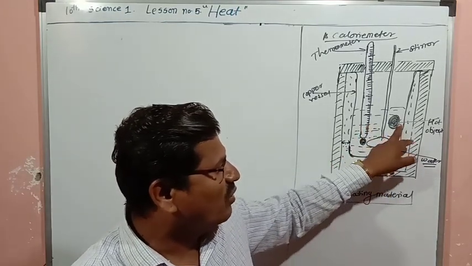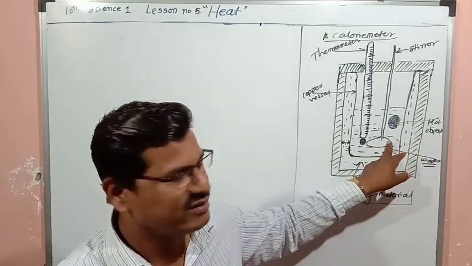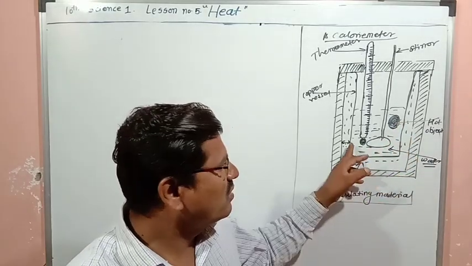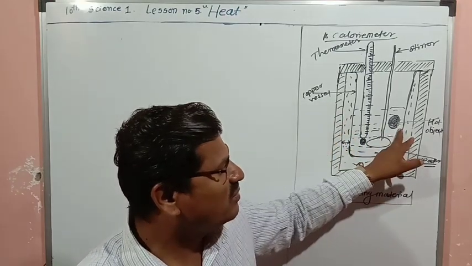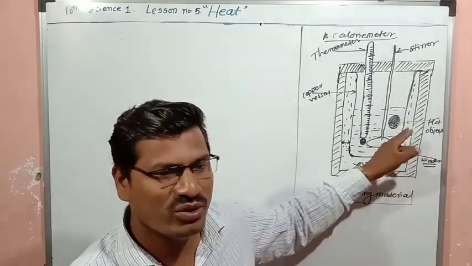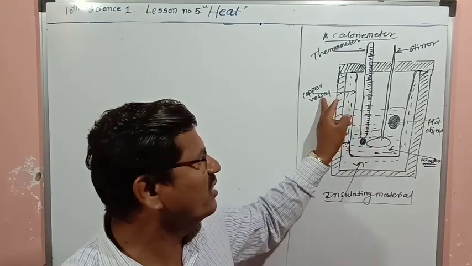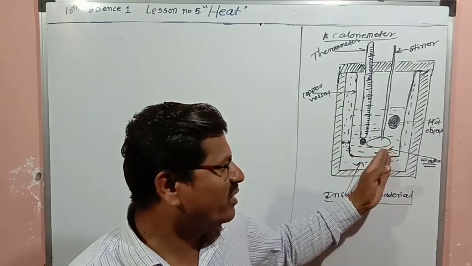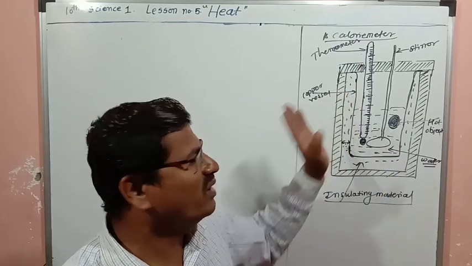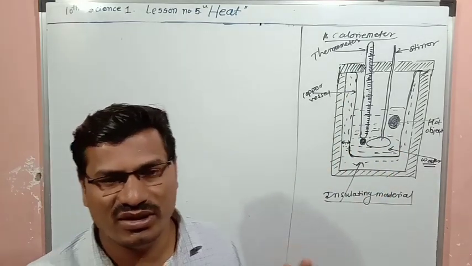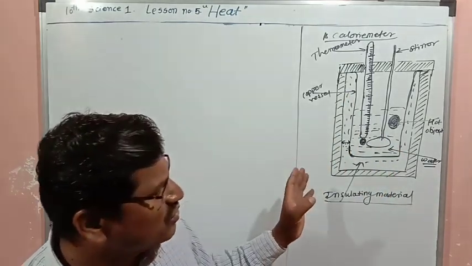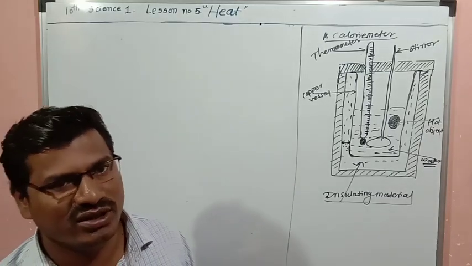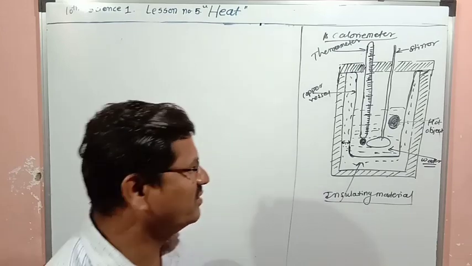The hot object will lose heat, and the cold object, that is water, will gain heat. The heat lost by the hot object will be gained by water, as well as by the copper vessel. So heat will be absorbed by water, as well as by the copper vessel or calorimeter, as you are saying. So here also you can apply the principle of heat exchange.